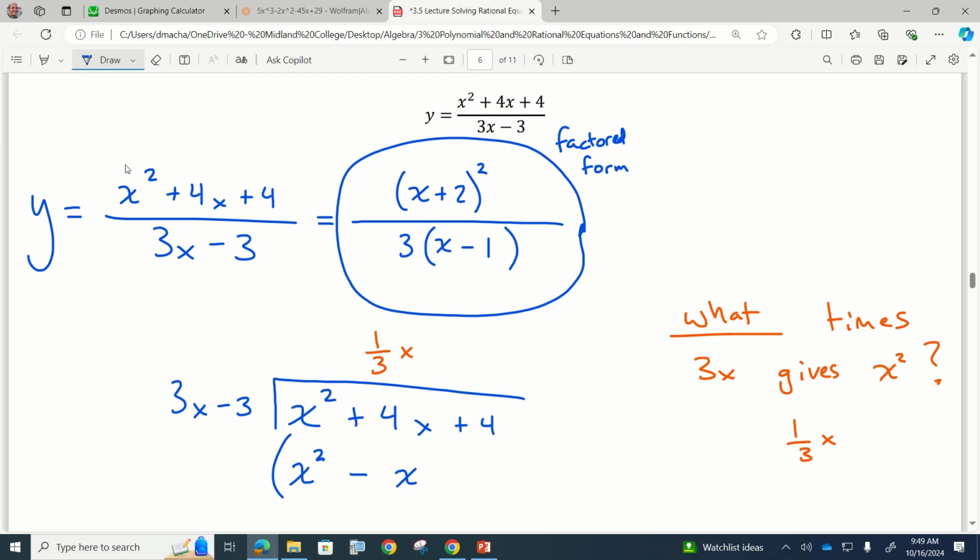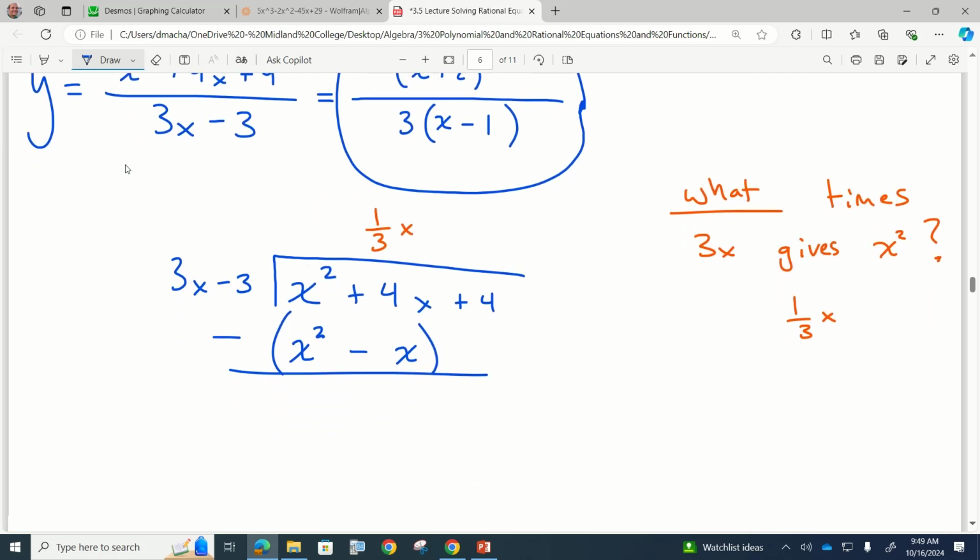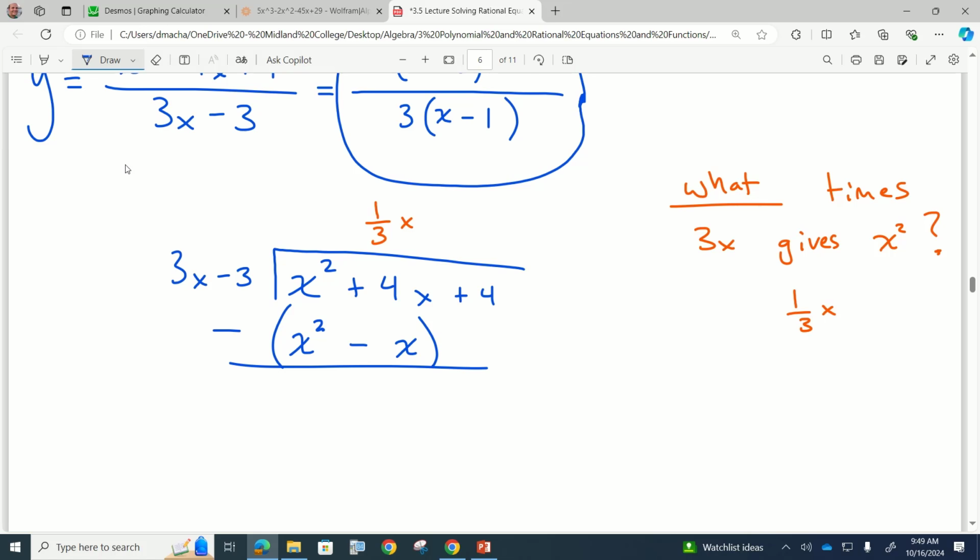And then I put down some parentheses and I subtract. x squared minus x squared is 0. 4x minus negative x is 5x. And then you bring down plus 4. Okay. Yeah, so the next question is, what times 3x gives me 5x?